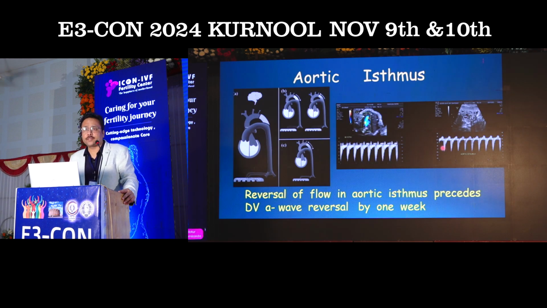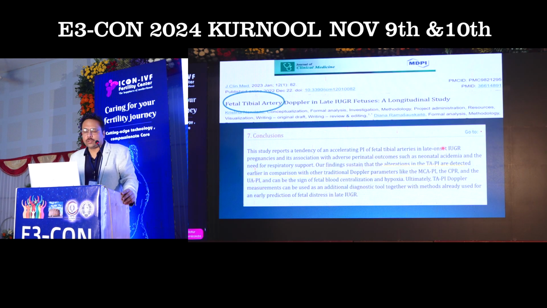Aortic isthmus, again this is not routinely used, but reversal of flow in aortic isthmus precedes DV A wave reversal by 1 week, and it is indicative of poor neurological outcome in those fetuses. So this is a new thing published in the Journal of Clinical Medicine in 2023 about fetal tibial artery Doppler. It tests that alterations in fetal tibial artery are detected earlier in comparison with other Dopplers which we are using currently, but this needs more research and attention.